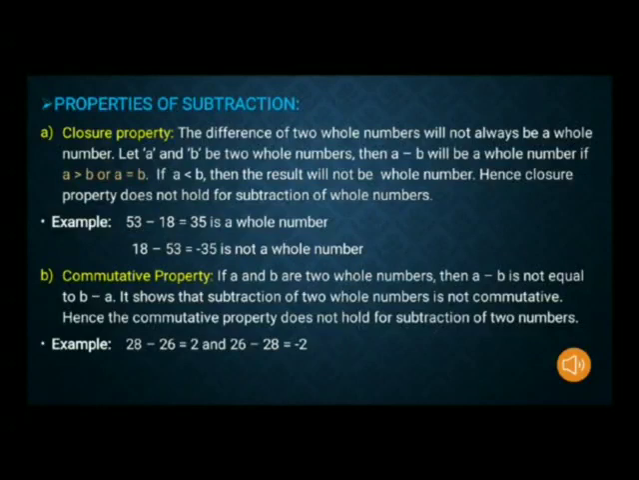Now let's discuss the commutative property. If a and b are two whole numbers, then a minus b is not equal to b minus a. It shows that subtraction of two whole numbers is not commutative. Hence, the commutative property does not hold for the subtraction of whole numbers. For example, 28 minus 26 equals 2 and 26 minus 28 equals minus 2. Therefore, the two answers you are getting are not equal.